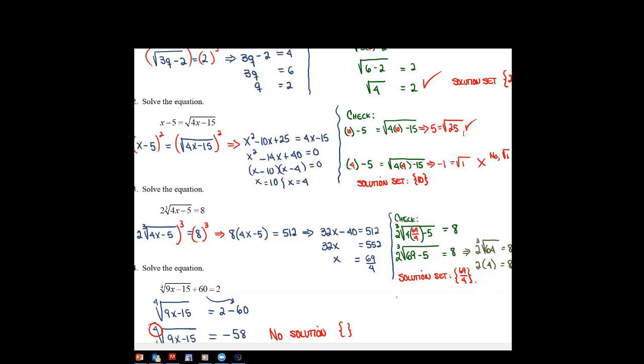And then this one, again, the first one checks out. 10 is indeed a correct answer. However, 4 is not going to work. So 4 is not a solution.